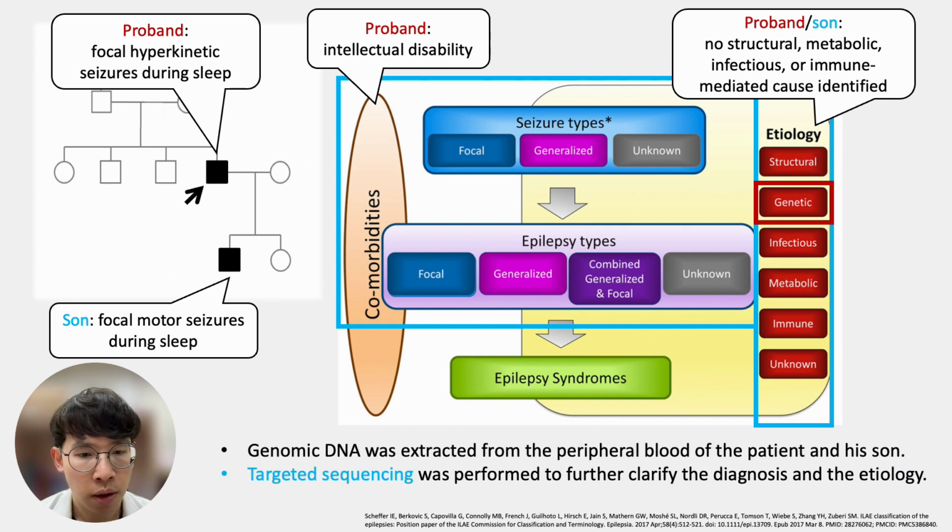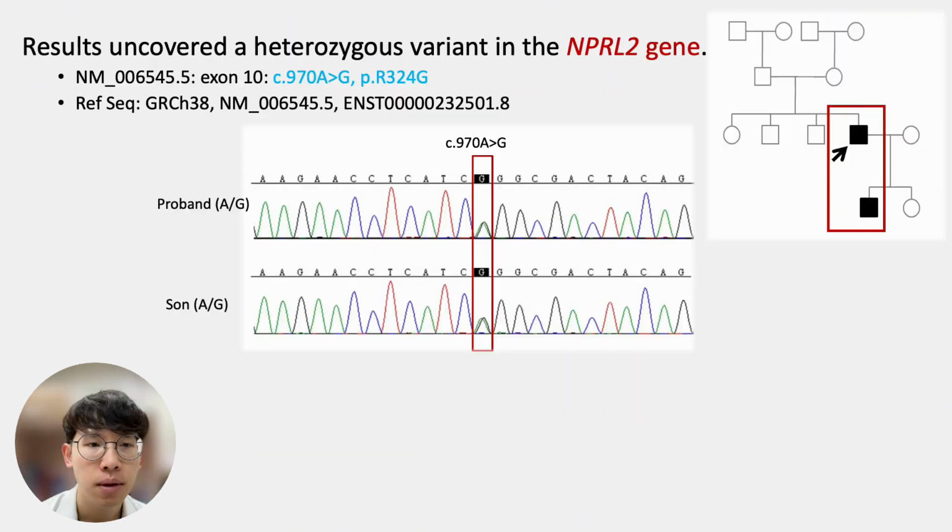So we extracted their DNA from the peripheral blood and performed targeted sequencing. And we discovered a heterozygous variant in the MRPL2 gene, the c.970A>G mutation. It caused a missense mutation. It was found in both the patient and his son.